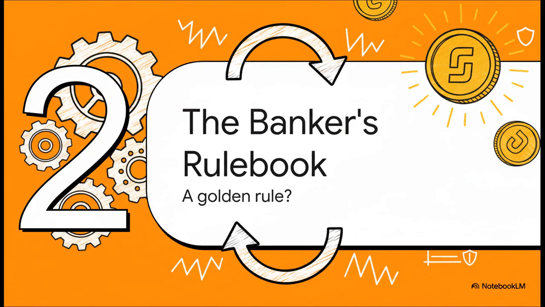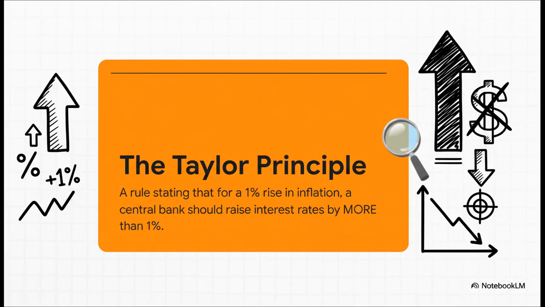Okay, so now you've got this amazing economic simulator. What's the first thing you do? You start testing out strategies to see what works best. And for years, pretty much everyone agreed that there was one golden rule for keeping inflation under control. That rule is called the Taylor Principle, and the idea behind it is actually pretty simple, but really powerful.